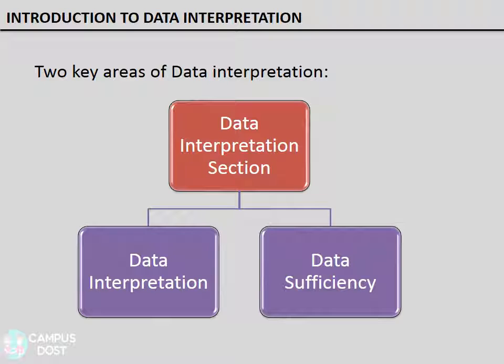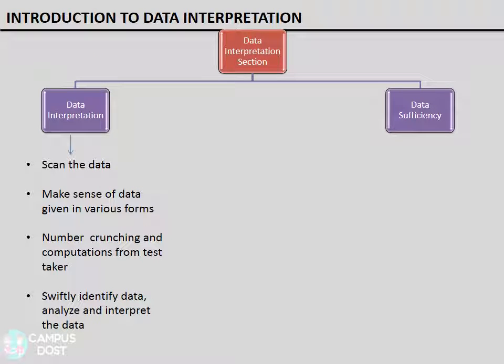Mainly, there are two key areas of data interpretation section, which are data interpretation and data sufficiency. Data interpretation asks you to scan and make sense of data given in various forms, such as tables, charts, and graphs, that is pie charts, bar charts, etc. This section demands number crunching and computations from the test taker. The challenge to crack this type of questions is to swiftly identify the data, analyze, and interpret the data.